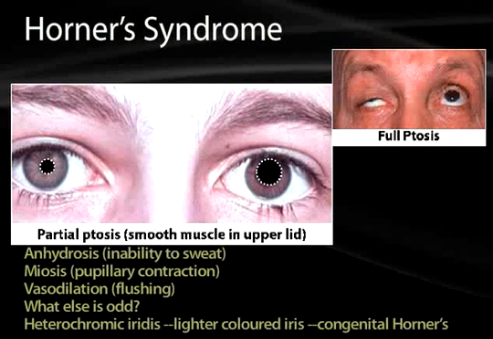The other features of a Horner syndrome are going to be anhidrosis, miosis, pupillary constriction, vasodilation or flushing, and in this person we also have heterochromia iridis, which means that the one eye that's been affected also has less pigmentation cells in the cornea. Now, one of the reasons that this is suspected to have a congenital Horner's is because there's been a migratory problem with the neural crest cells, which also affects the epithelial cells in the eye, causing the pigmentation.